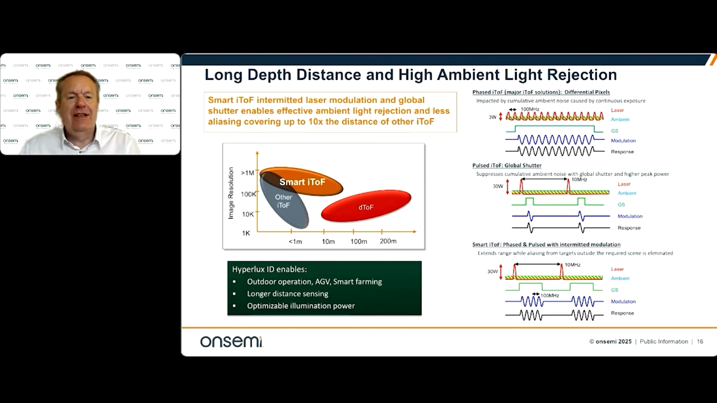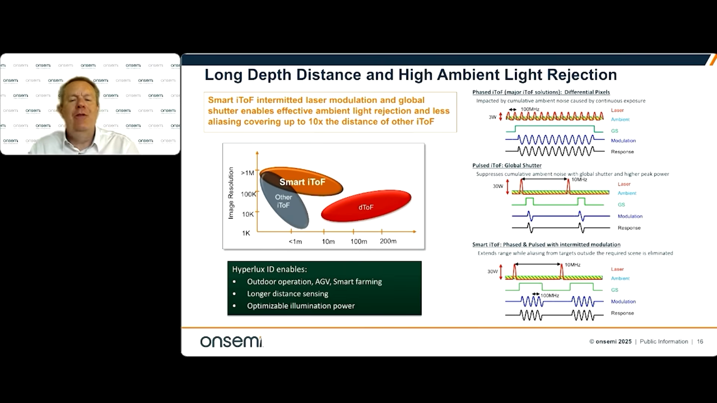Okay, so how do we get to this long depth distance? As I mentioned in my introduction, ambient light is really the enemy to iToF because you're looking at a reflected signal. So you want to reduce that ambient light as much as possible. The way iToF works, as I mentioned, is continuous wave modulation. So you need to keep the laser power low. A traditional iToF would use a pretty low peak power and continuous wave modulation. That works fine, but it really does start to struggle when you get high ambient light.